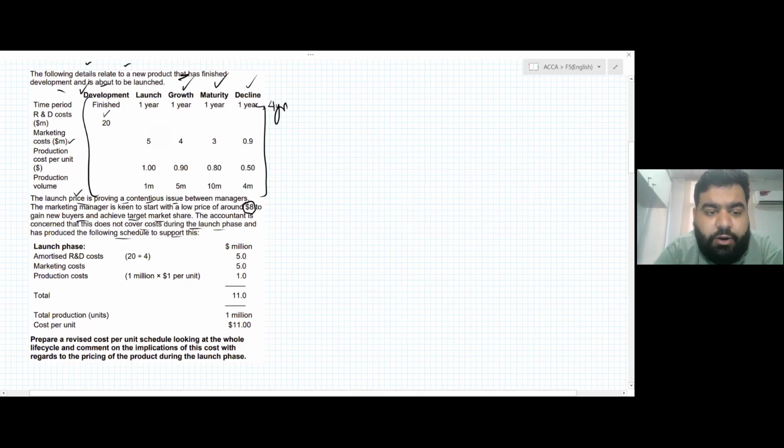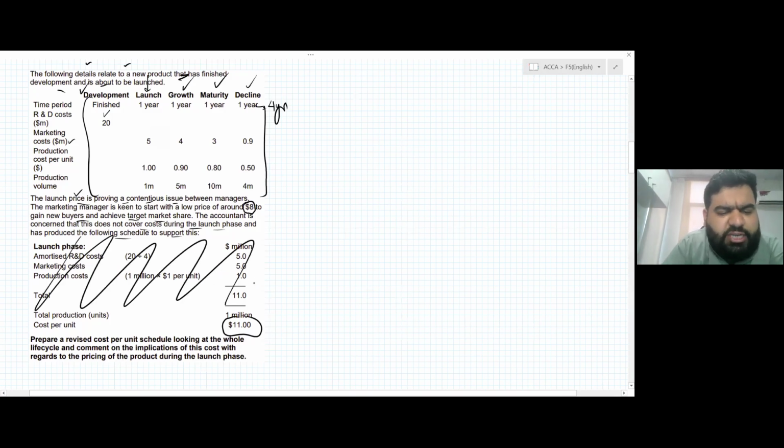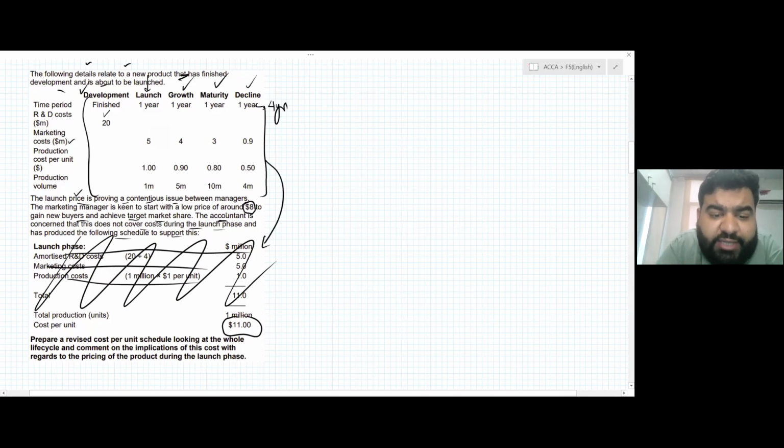The accountant calculated the first year cost only, and it comes to 11 per unit. How has he done this? Just leave it, no need to see the working. Just understand the concept that the accountant has calculated the first year cost per unit, and it comes to 11.